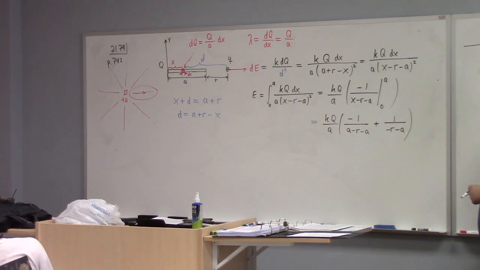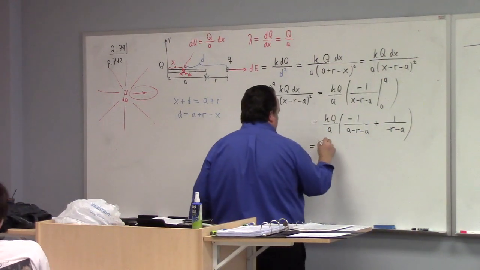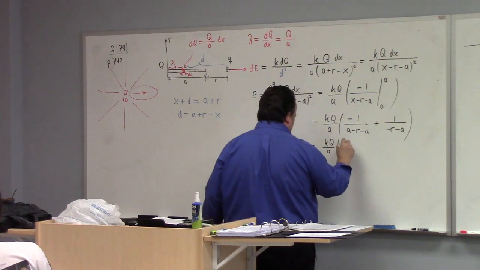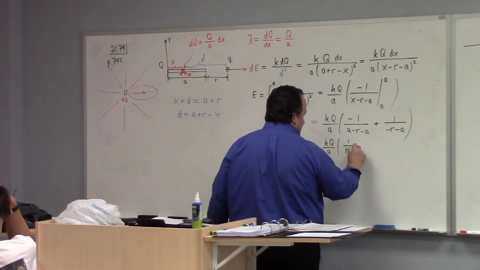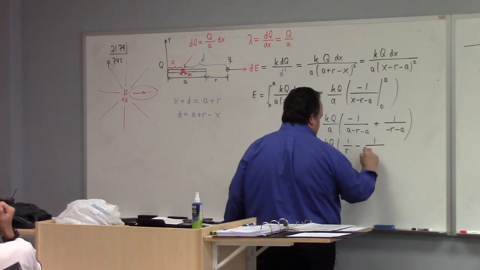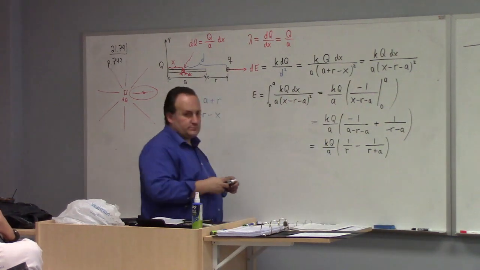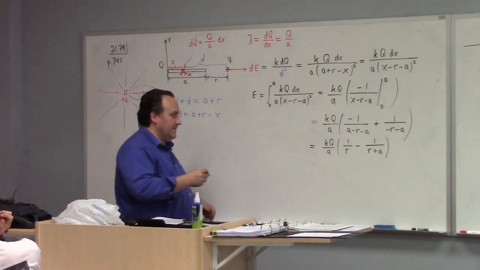We can clean this up. The A's, they be canceling. Yeah? And so what we got here is a KQ over A times 1 over R. The minuses also cancel. And then minus 1 over R plus A. Let's make a common denominator here.